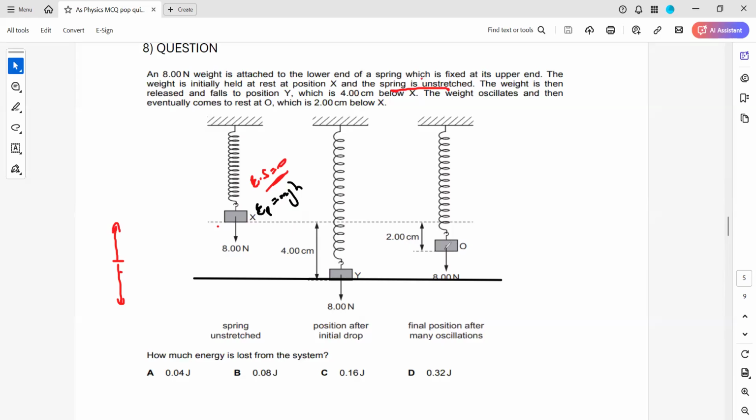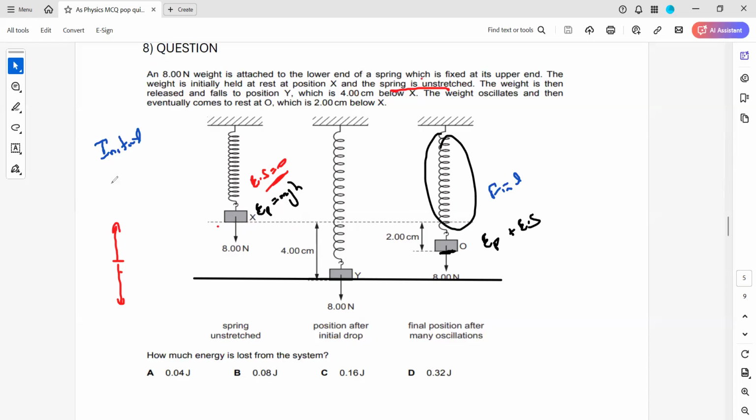And when it stops at point O, which form of energy will it have? It will have two forms of energy. One is because it is at a certain level above the origin, so it will have a gravitational potential energy. And because the spring is being stretched, the spring will have elastic strain energy. So what we will do is find the total initial energy, and find the total final energy, and we just subtract the initial minus the final. We'll know how much energy is lost from the system.